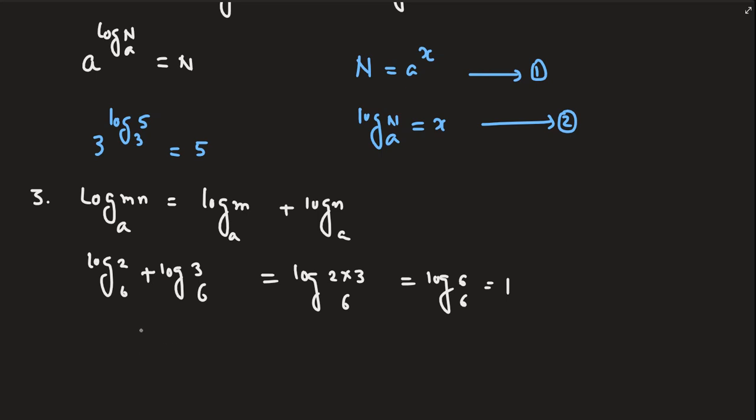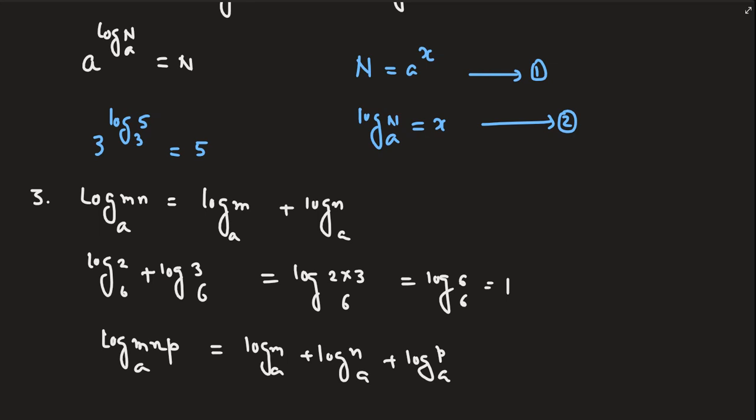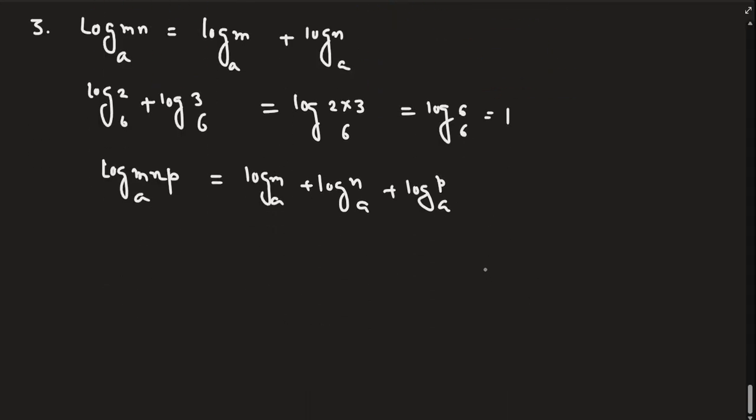Now this property you can extend. Suppose it is m, n and p with base a: you can write it as log of m base a plus log of n base a plus log of p base a. Okay. Now next, property number 4: log of m by n you can write as log of m minus log of n. The base is the same, a.